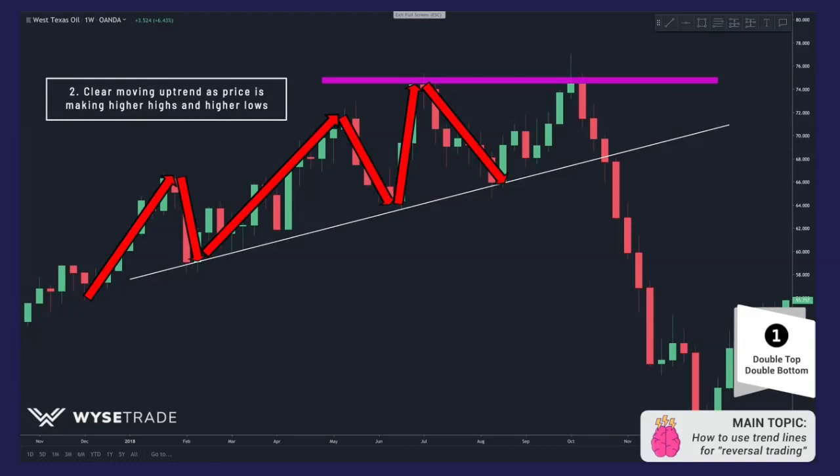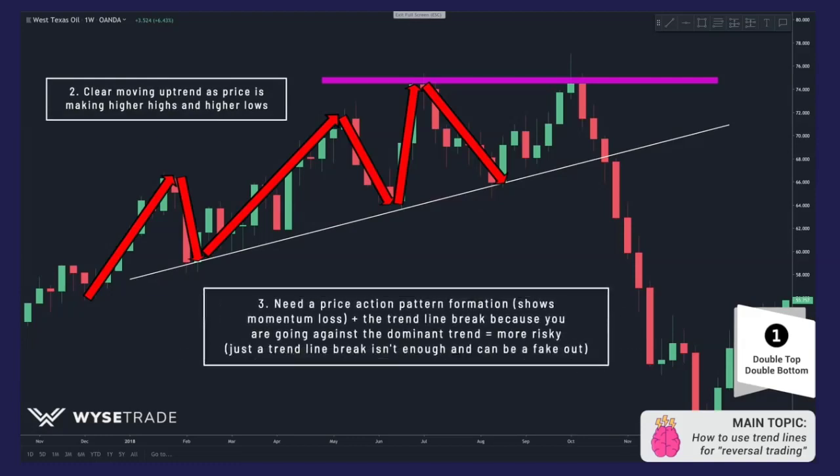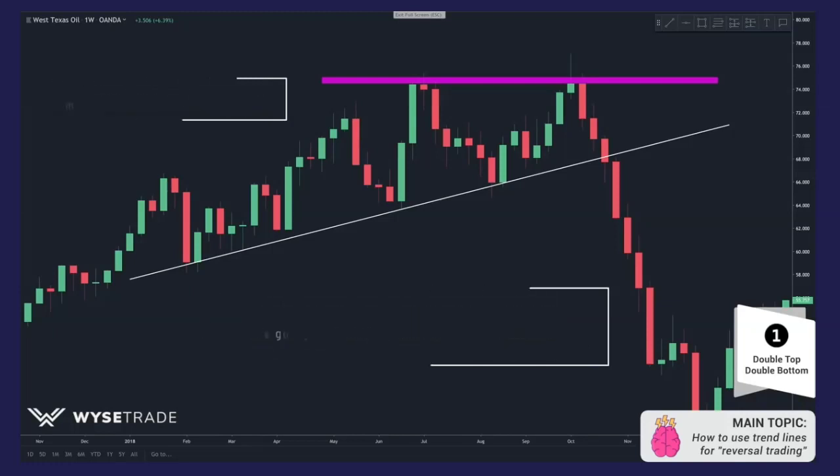And the reason you want to identify a reversal price action pattern right before a trendline break is because you are going against the dominant uptrend. What this means is just a trendline break can often be a fake out. So we like to pair a reversal pattern as an early signal of a possible big picture trend change, but then to pair it with the trendline break as confirmation.